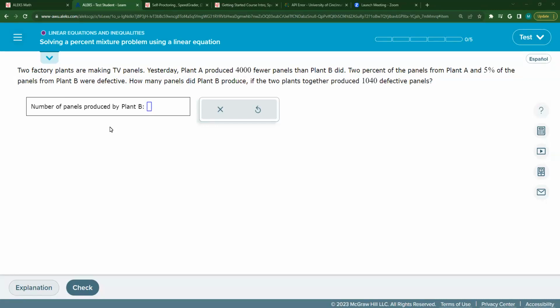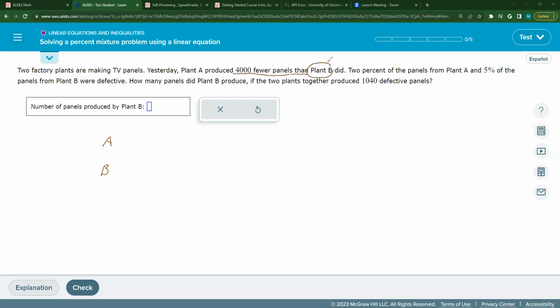So this problem, 2 factory plants are making TV panels. So this is telling me that I have two plants. And if I look a little bit ahead, yesterday plant A, so they're calling them plant A and B. Okay, so A and B. Plant A produced 4,000 fewer panels than plant B did. Now I have a comparison. There's the then, and it's 4,000 fewer than.